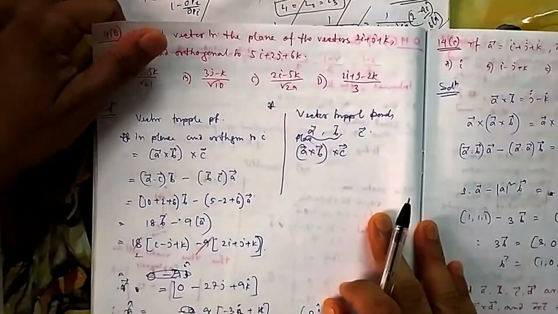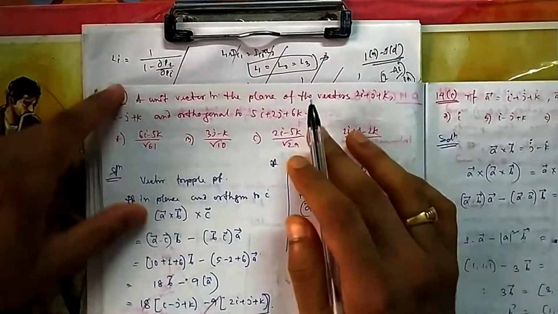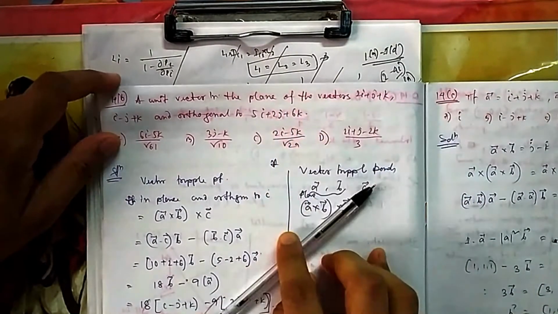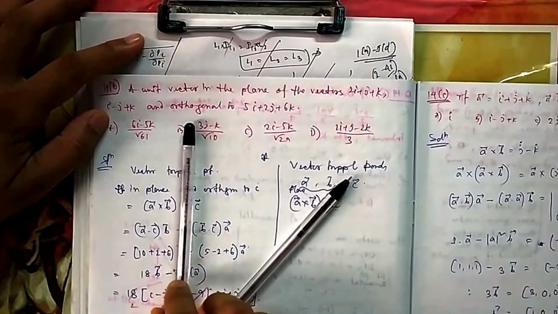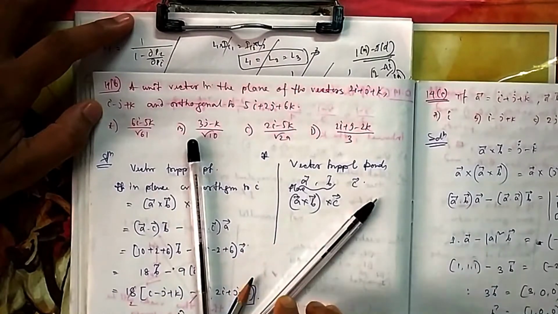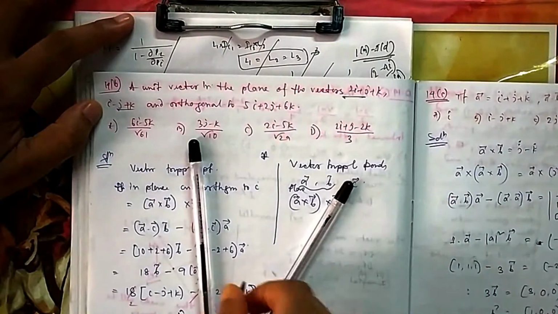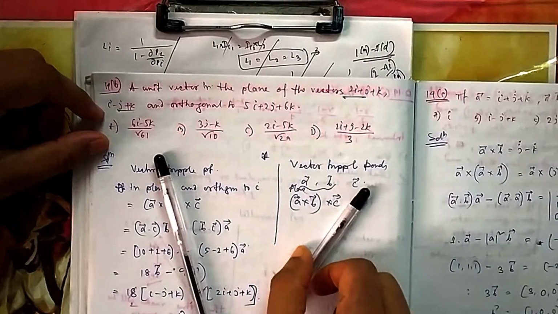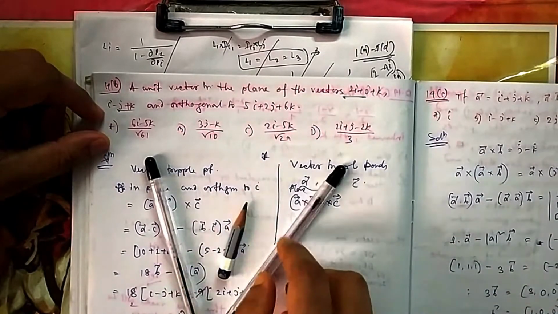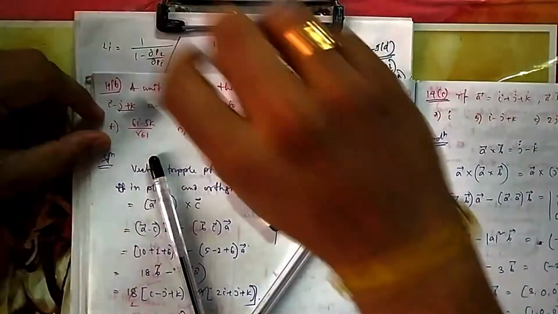So next, 14a, again you need concepts of 3D geometry. If you come to 14b, a unit vector in the plane of the vectors this and orthogonal to this. Now you have to be careful. A unit vector in the plane of vectors this and this. So there are two vectors in this plane, and you need a unit vector in this plane. So these two vectors, 2i plus j plus k and i minus j plus k, are forming this plane. In the plane only you need a unit vector. In this plane, wherever it is, this unit vector should be perpendicular to another vector they have given.